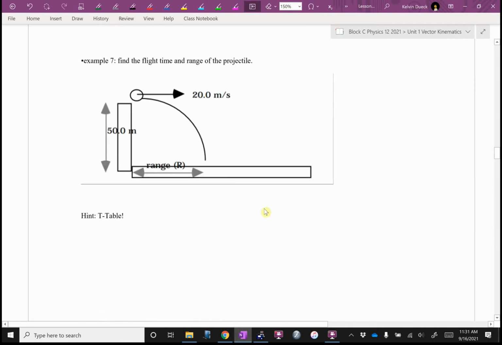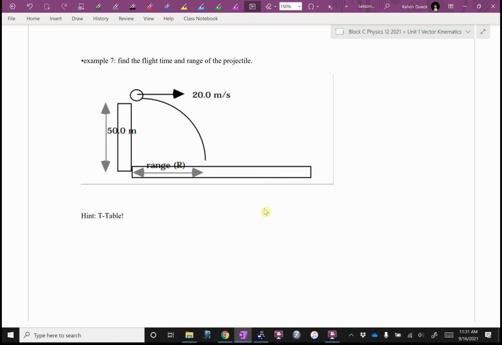I like example 7. Example 7 is a nice question. What do I mean by example 7? Is there a cliff? Everybody say yes? Yeah. How are we launching the projectile? Horizontally. This is actually the easiest one.